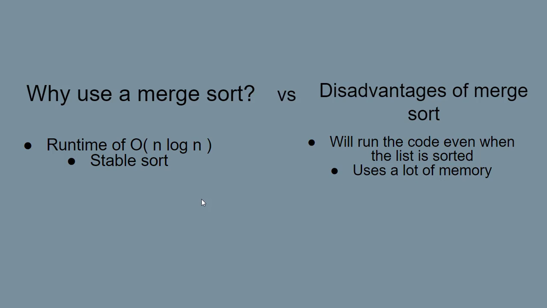Now, the disadvantages of merge sort is that even if the list is sorted, the program will run. The merge sorting will be done. So the program doesn't understand when the list is sorted, so it's still going to run. That's a problem. And it uses a lot of memory. Going forward, you'll see why I say that.